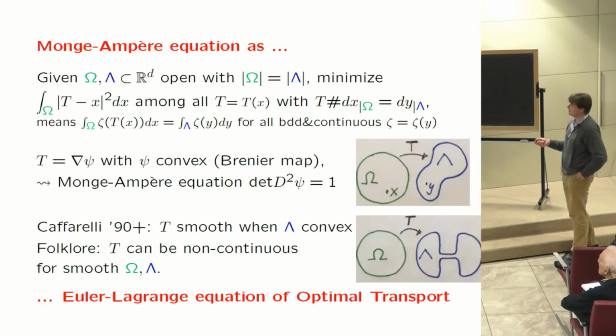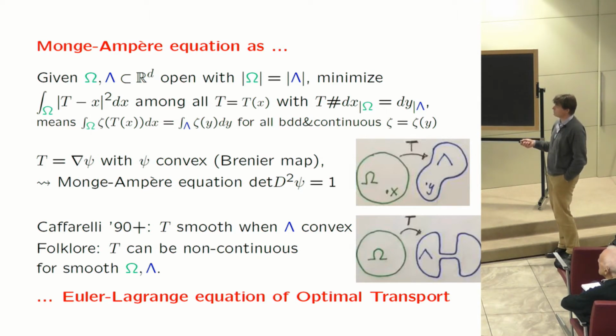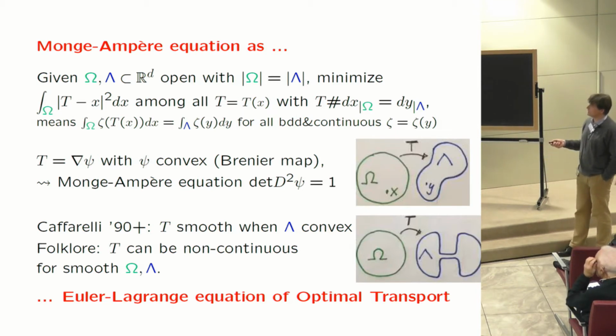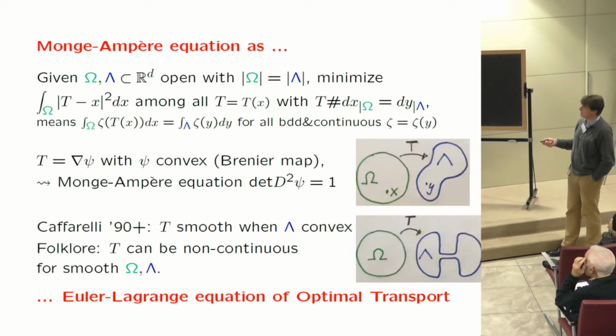And then, as it's fairly easy to see, the minimizer must be the gradient of a convex function. So that's the Brenier map, and formally speaking, at least if it were regular, we would get from this property here that the map has a Jacobian, the determinant of which is equal to 1, which gives rise to, at least in this formal sense, the Monge-Ampère equation.